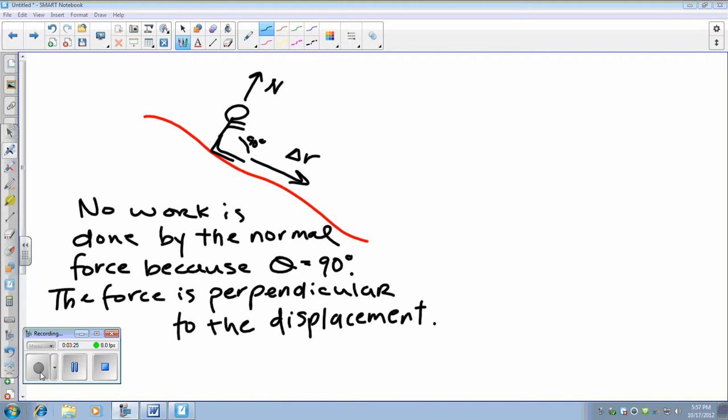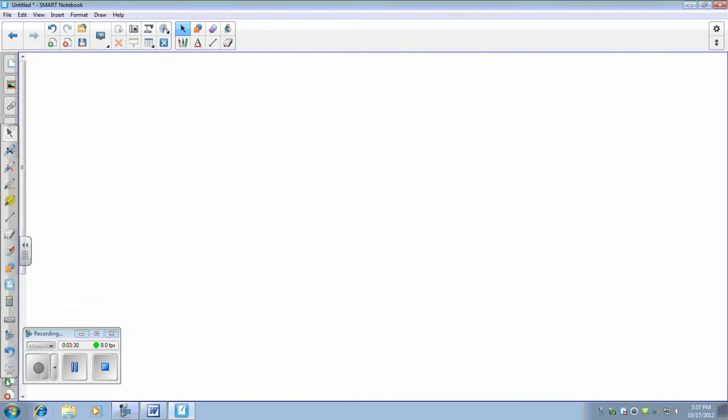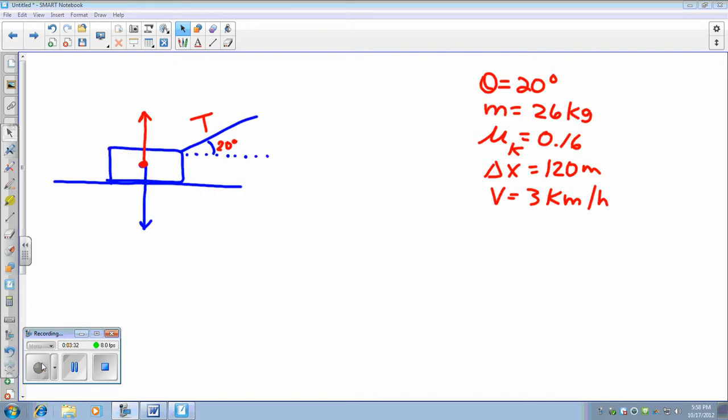The second example is going to be a little more math intensive, so grab out that graphing calculator. Let's jump to a new slide. So here's example number 2, and maybe you want to pause this and get this drawn out on your paper. What we have is a sled that's being pulled at a 20-degree angle, and we have the tension of a rope. We see that the mass of the sled and maybe the person on it is 26 kilograms. The coefficient of friction is 0.16. The distance they're going to travel is 120 meters, and the velocity is constant at 3 kilometers per hour.